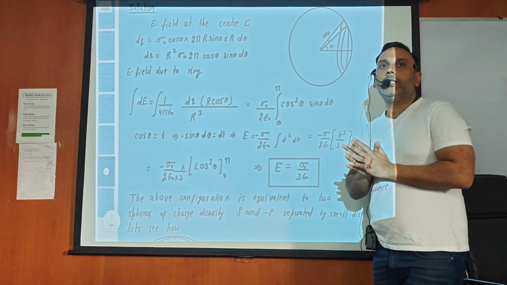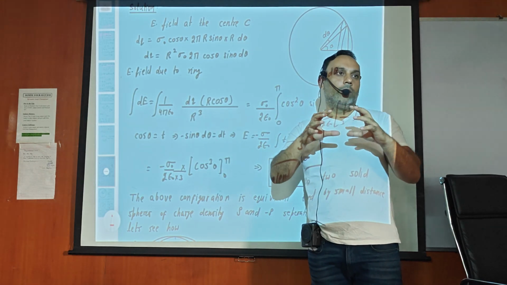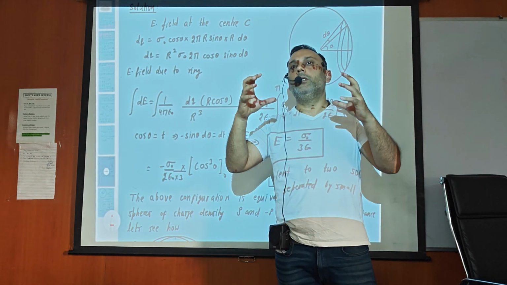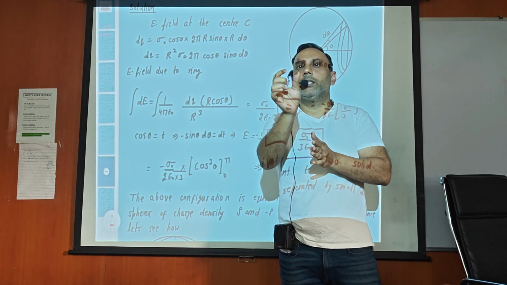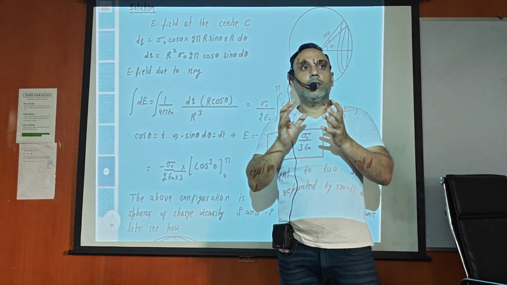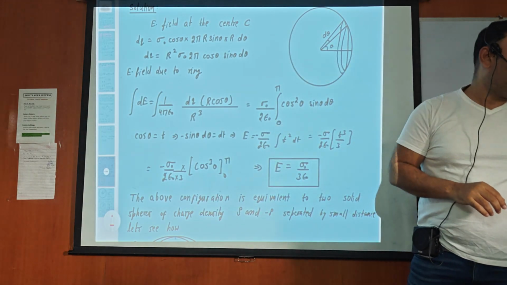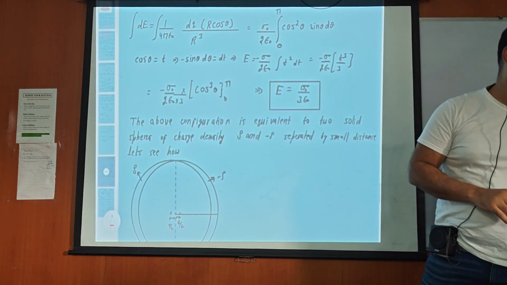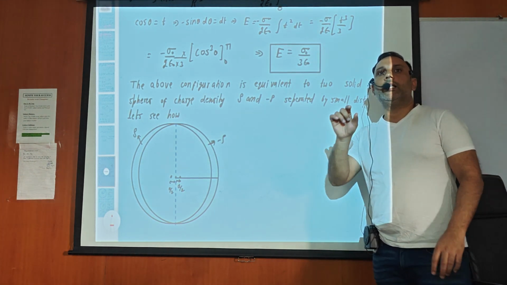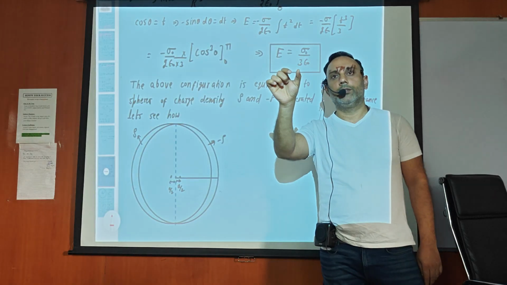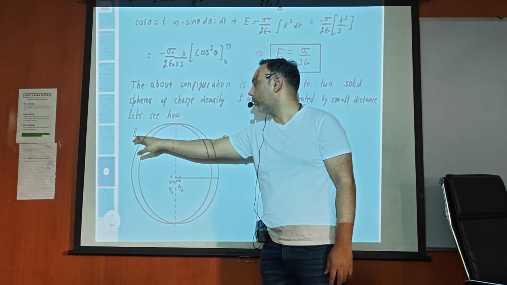Now this configuration is exactly the same as the configuration obtained when two uniformly charged spheres are overlapped with their centers having a small separation A. This configuration is your PYQ question of JEE Advanced. So let me tell you how. The above configuration is equivalent to this, where the charge density is sigma equal to sigma naught cos theta. It means two solid spheres having charge densities rho and minus rho.